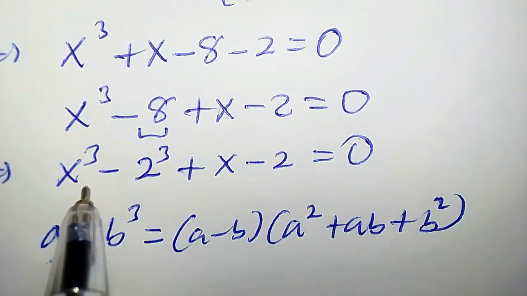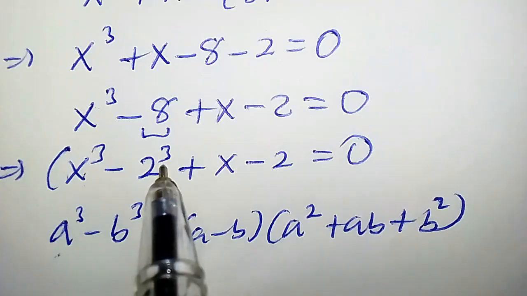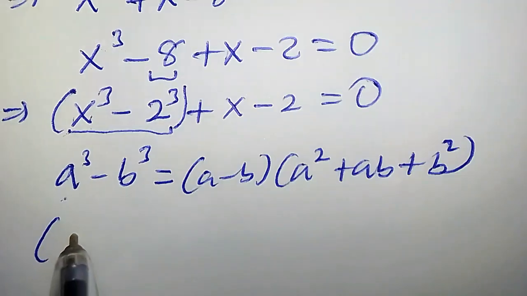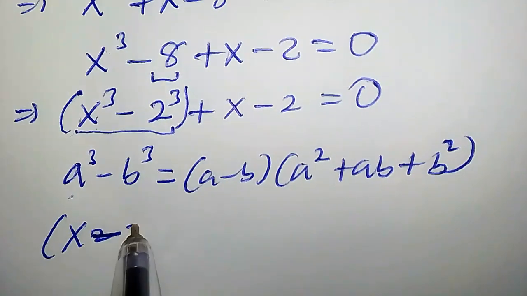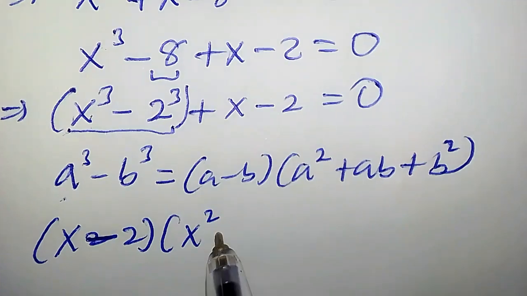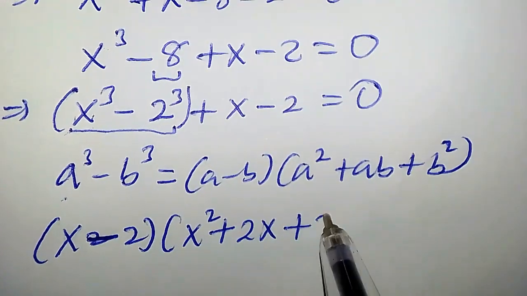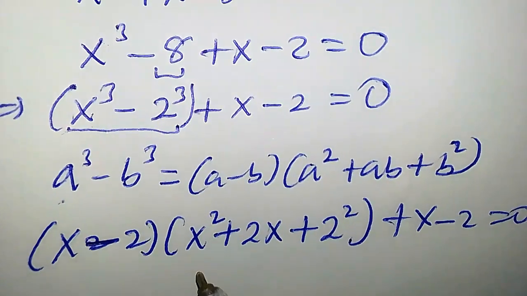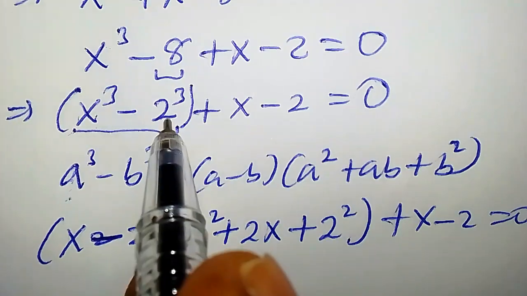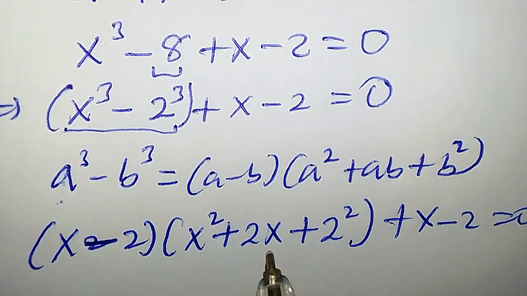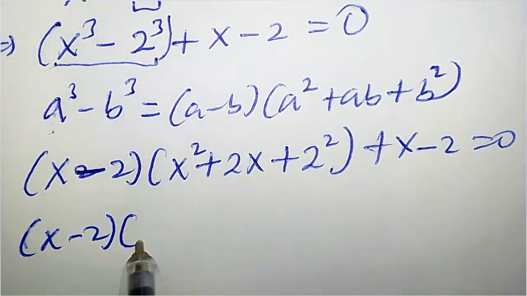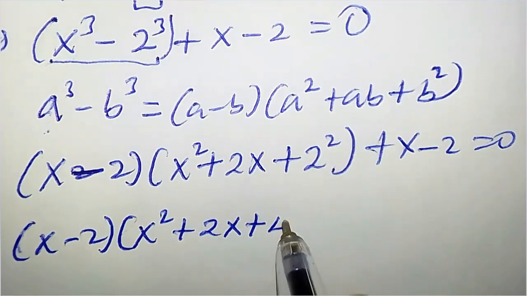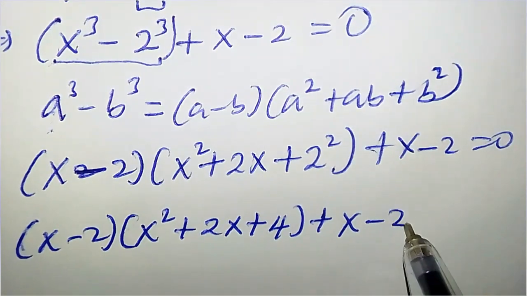Applying this property to this guy, that is when we isolate it by introducing the brackets, we will observe that this whole guy becomes what? It becomes x minus 2 times x to the power of 2 plus 2x plus 2 square plus this guy x minus 2 equal to 0, because a is x and b is 2. When you substitute it into this right hand side, you will have this. So we have x minus 2 times x to the power of 2 plus 2x plus 2 square is simply 4 plus x minus 2 equal to 0.